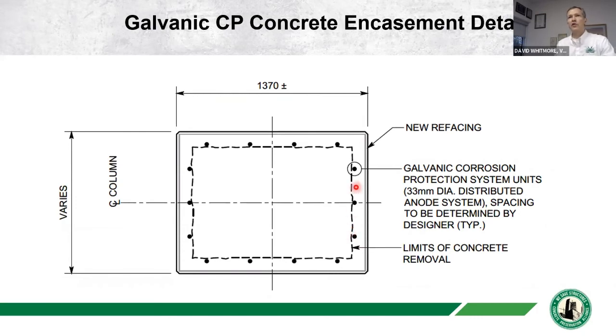And then they are forming and pouring a slightly larger section, which includes galvanic protection, which you'll see. And the galvanic protection that's being installed is designed to provide full cathodic protection for the steel that remains in this section.